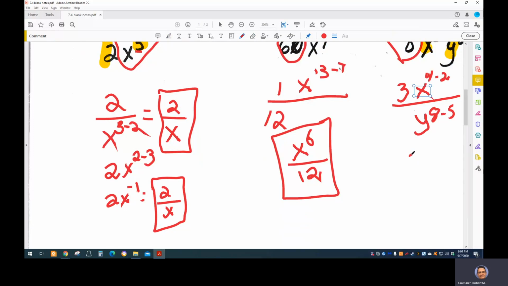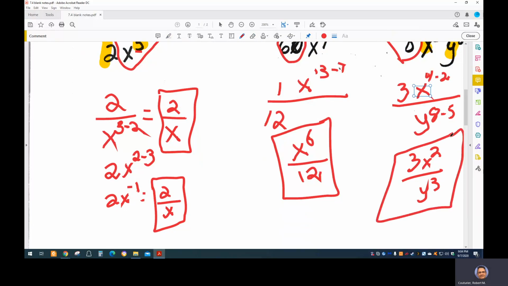Then we clean it up. Or we simplify. 4 minus 2 is 2. 8 minus 5 is 3. And there we go. We have simplified this to its smallest setting.